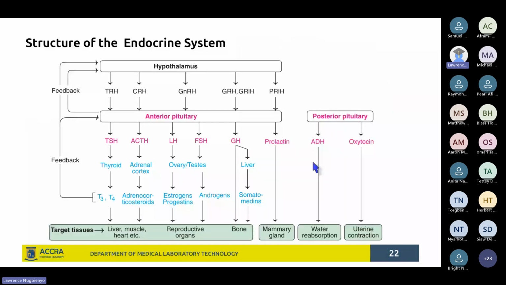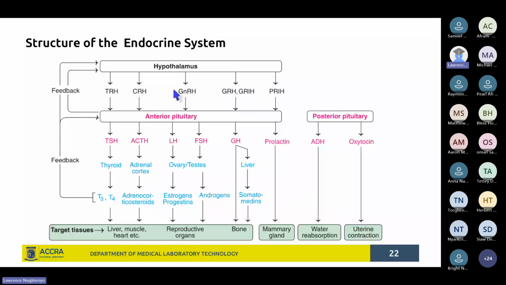And then we will take a look at each of these hormones that are secreted by the various glands and tissues that form the endocrine system. So we'll see the hypothalamus, which is itself not necessarily a gland, but it's referred to as a master gland because it actually releases what we refer to as releasing hormones, having a direct stimulation on the anterior pituitary.